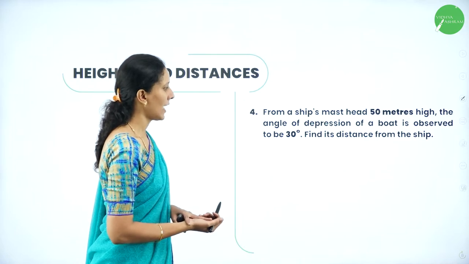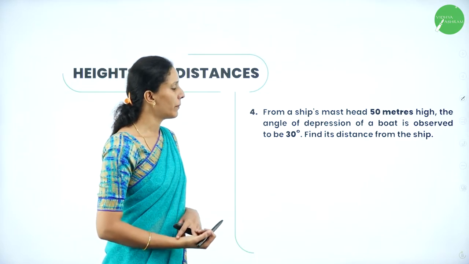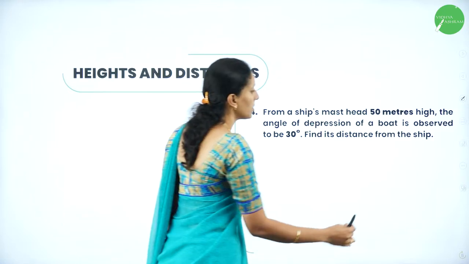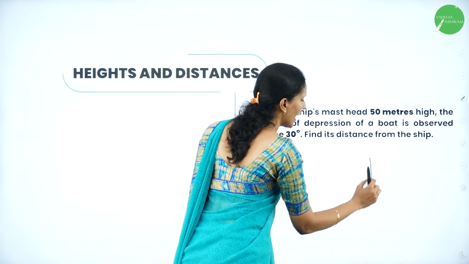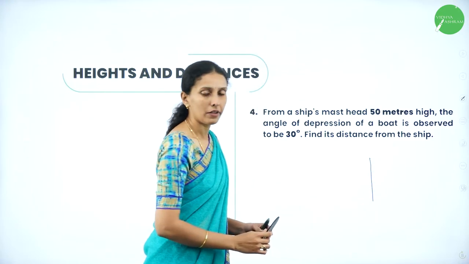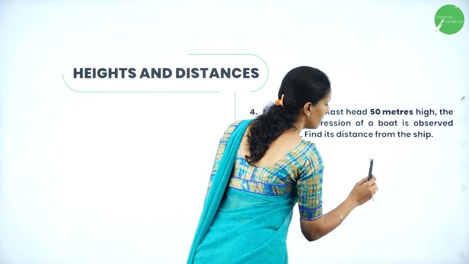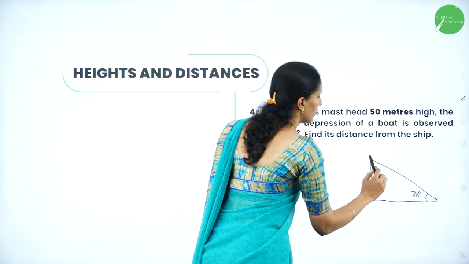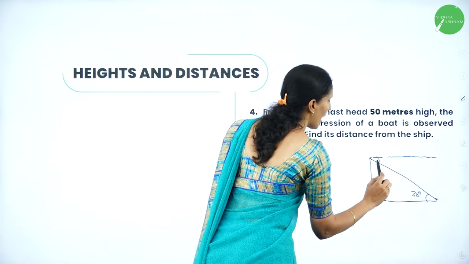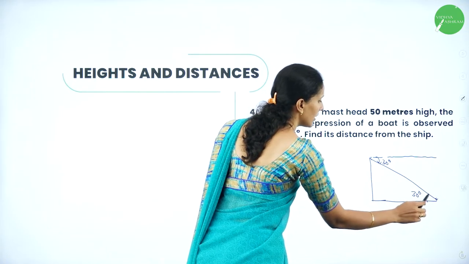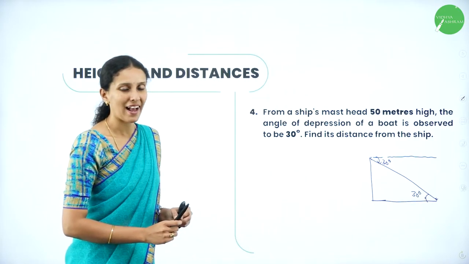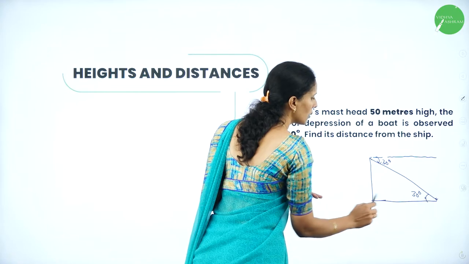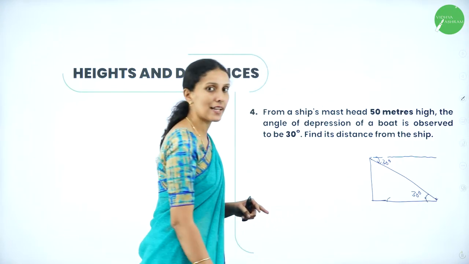Next question. From a ship's masthead 50 meters high, the angle of depression of a boat is observed to be 30 degree. Find the distance from the ship. Suppose you are standing on a ship whose height is h from the water level. So we see a boat here, somewhere here, whose angle of depression will be 30 degree. This is my eye level. So this will be the angle of depression. So if this is 30 degree, then this is also 30 degree. Why? Because it is a Z-shaped angle, that is alternate angle. So my eye level will be like this, parallel to another line which forms a Z-shaped angle, so we can write this as 30 degree.